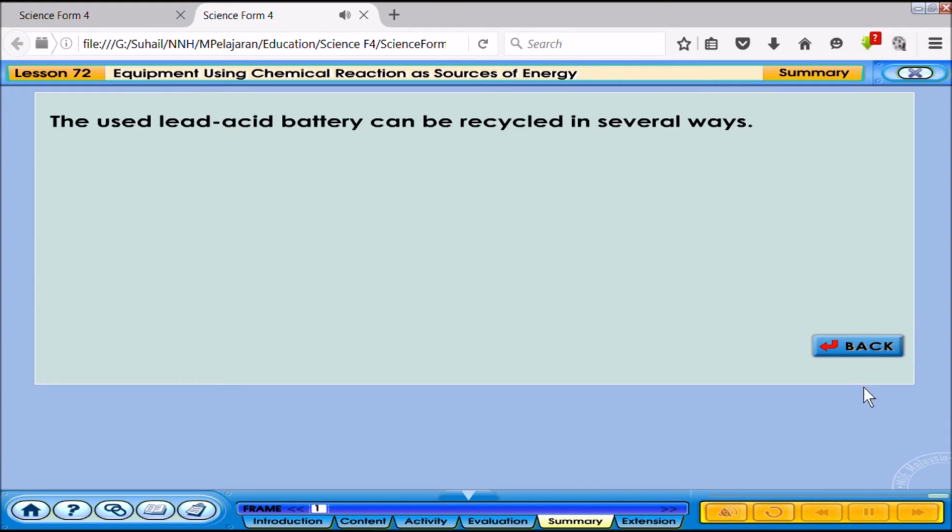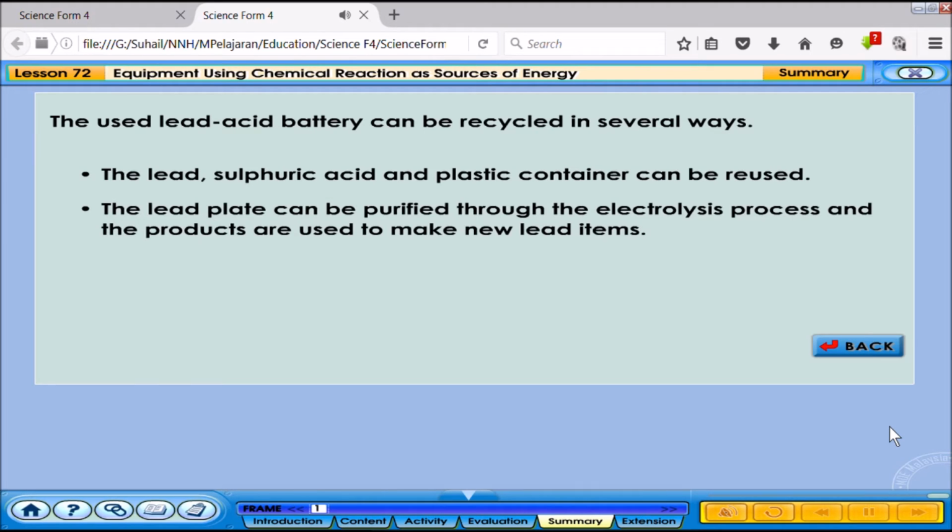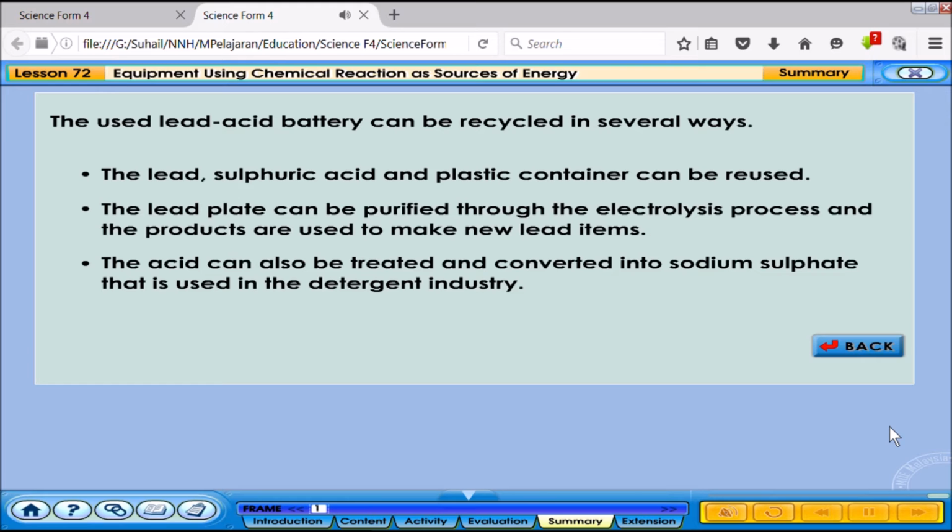The used lead-acid battery can be recycled in several ways. The lead, sulfuric acid, and plastic container can be reused. The lead plate can be purified through the electrolysis process and the products are used to make new lead items. The acid can also be treated and converted into sodium sulfate that is used in the detergent industry.